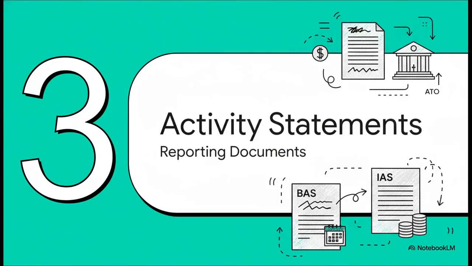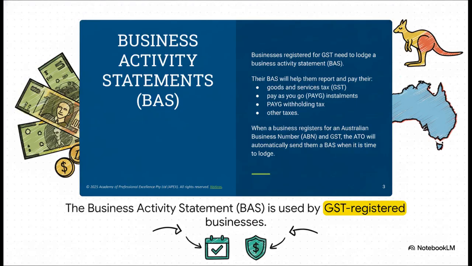With your records properly organized, the next step is to report that information to the tax office. Section 3 focuses on activity statements, which are the primary documents used to communicate your tax obligations to the ATO. On screen is a sample Business Activity Statement, or BAS. As the source material describes, this is the specific form used by any business registered for GST. It is the mechanism for reporting and paying tax obligations such as GST and pay-as-you-go, or PAYG, withholding.